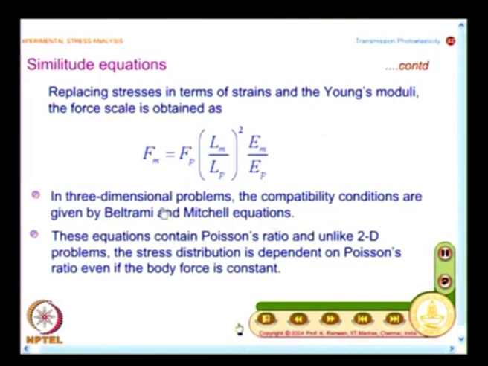And here again we will have to bring in a distinction. In 3 dimensional problems, the compatibility conditions are given by Beltrami and Mitchell equations, they are functions of Poisson ratio, and unlike 2D problems, the stress distribution is dependent on Poisson's ratio even if the body force is constant. That is emphasized, even if the body force is constant, 3 dimensional problems are always difficult to handle. By using this scale for finding out the force to act on the model, we maintain certain kind of similarity on the strain levels. And mind you, this is obtained with the assumption that Poisson ratios are the same. So, it is not going to be the same between the model and the prototype, and we need to keep that in mind when we are looking at the model study.